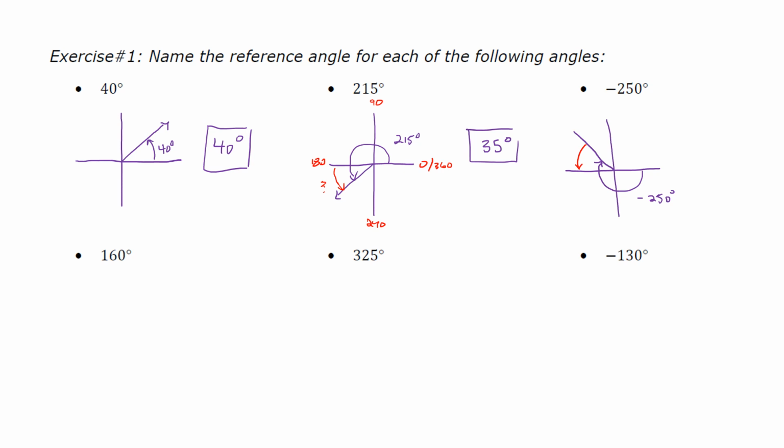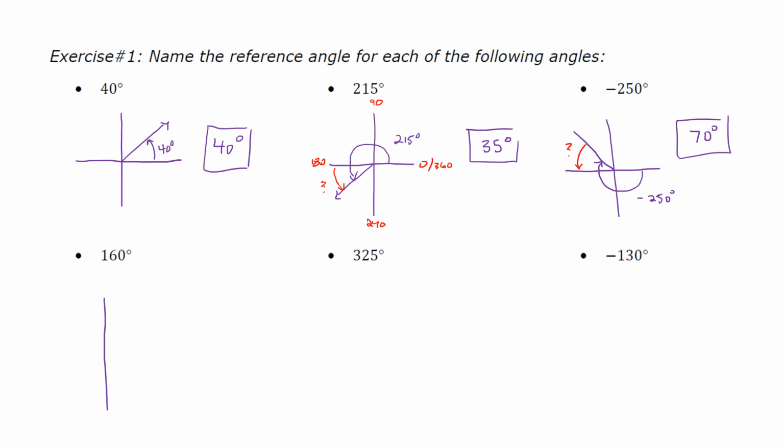Similarly to the 215, if I subtract 180, because that's my straight line angle, I'll get this missing piece. But in this case, since our value is negative, I'll add 180, and I'll get 70 degrees. It's negative 70 degrees, but I'm going to use 70 degrees because I know my reference angles are always positive.